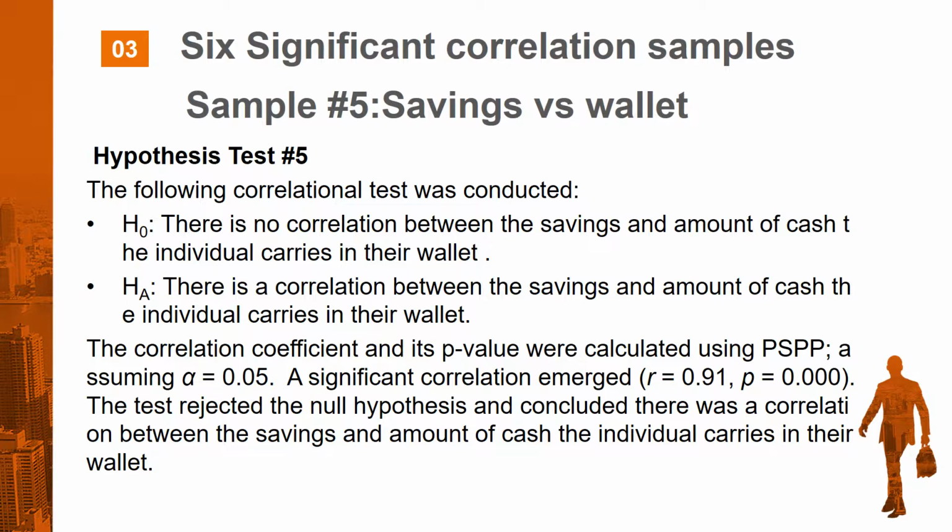So PSPP gave us an R value here, a strong one of 0.91 and a P value of 0.00. Here again, we are saying that there is sufficient evidence to conclude that there is a strong positive correlation between the savings and the amount of cash that an individual carries in their wallet. Therefore, we are rejecting the null hypothesis.